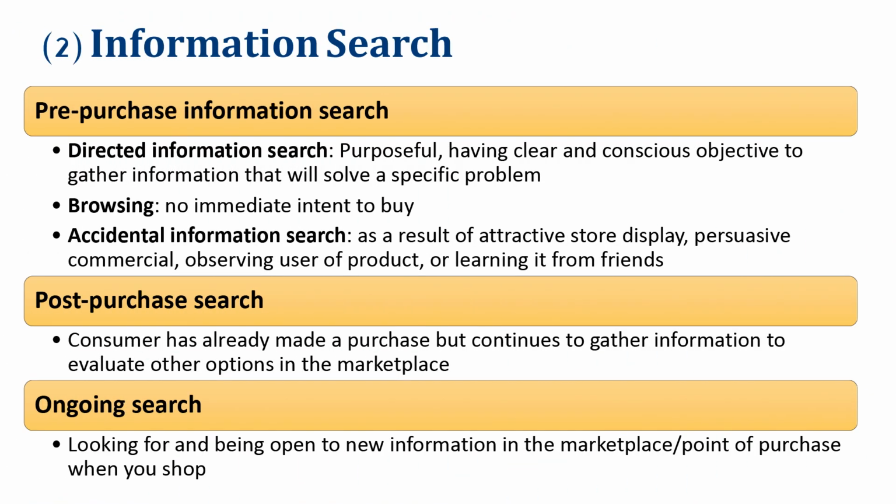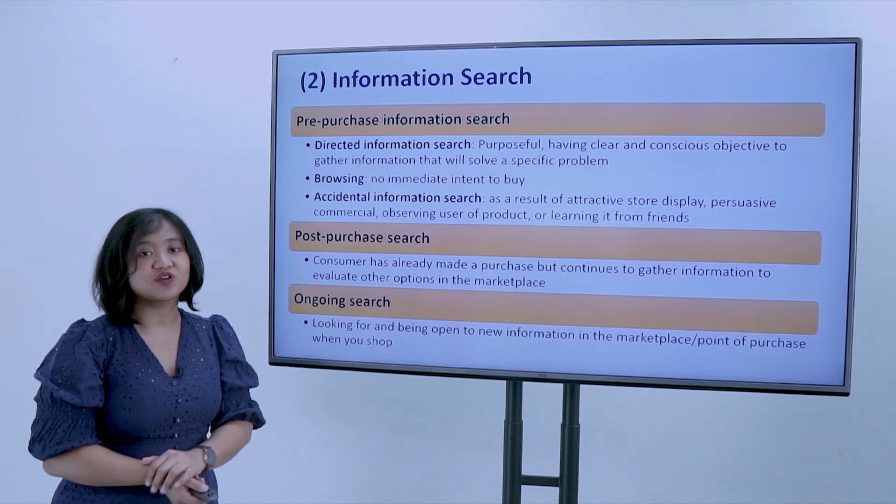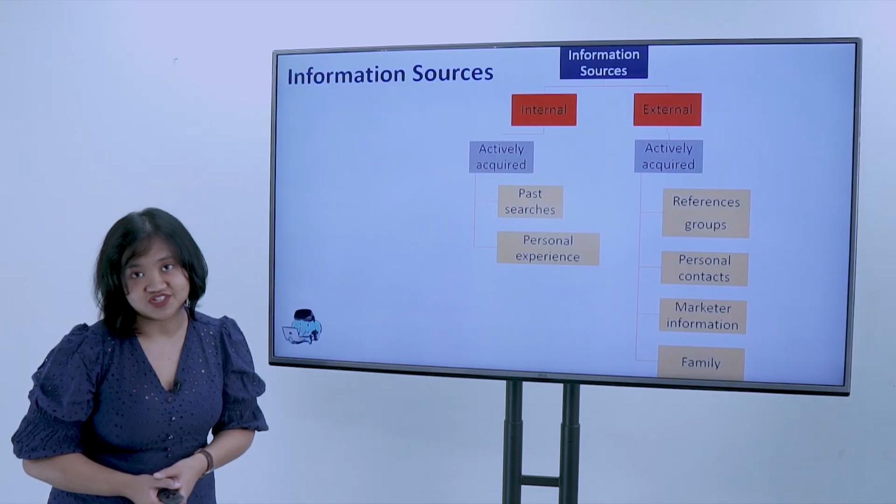And then the ongoing search, the ongoing searching that we do during our buying process. Sometimes when we go to the supermarket, while doing that, we also browse information. That's what we call the ongoing search process.